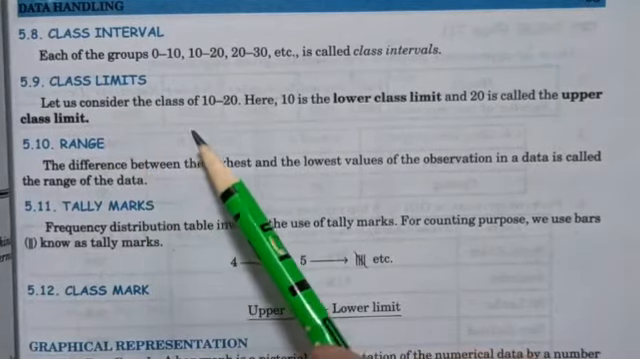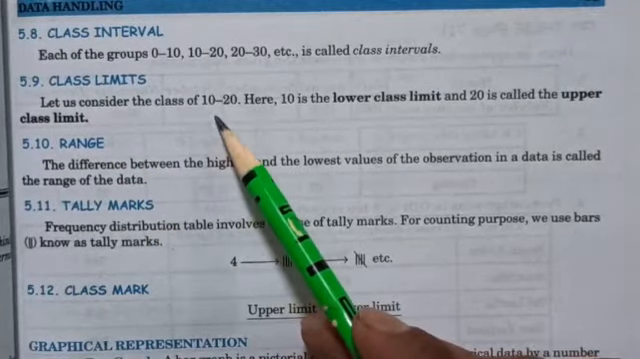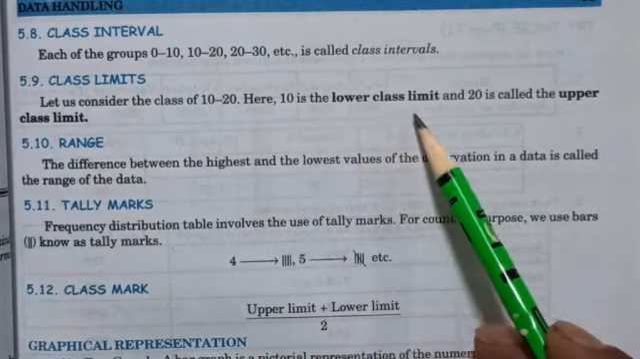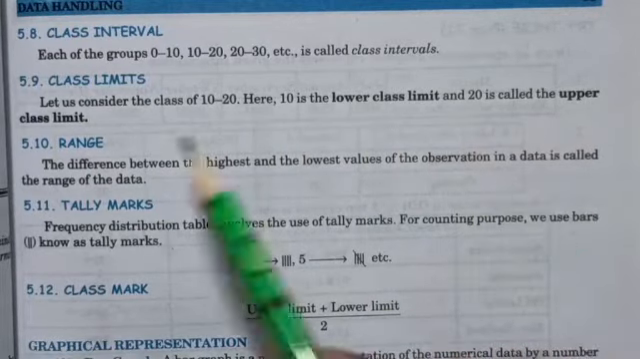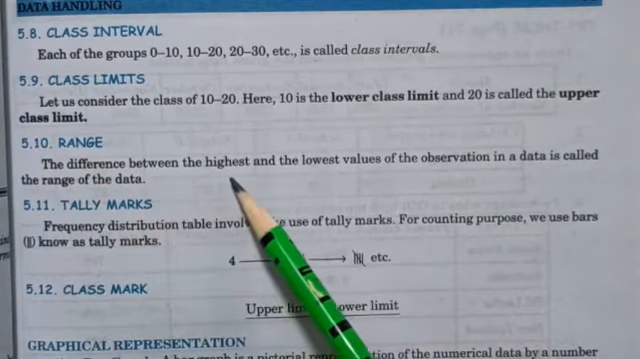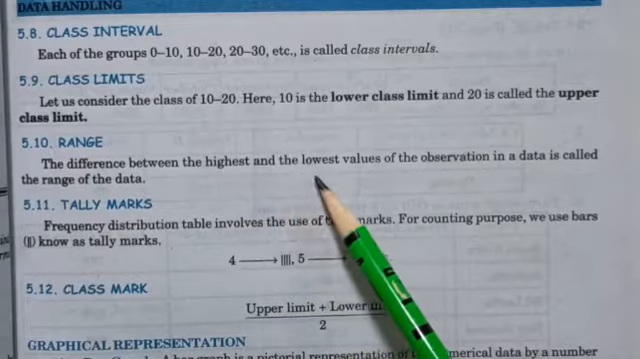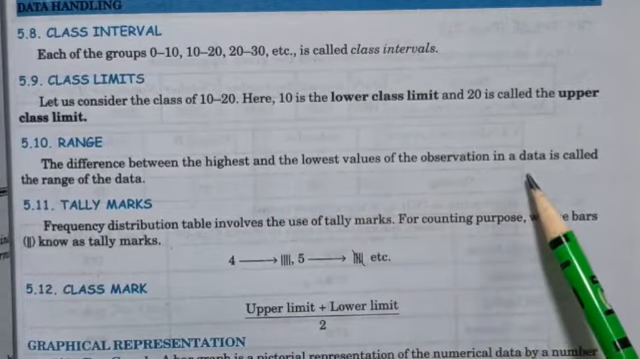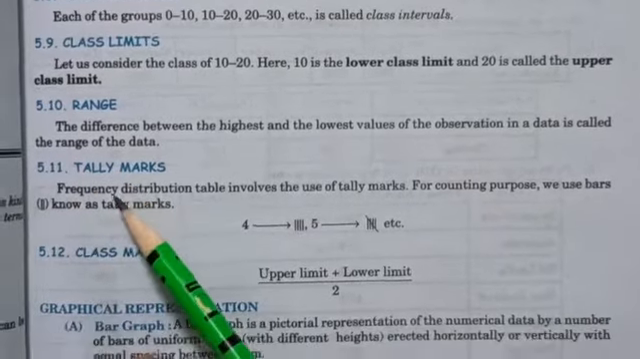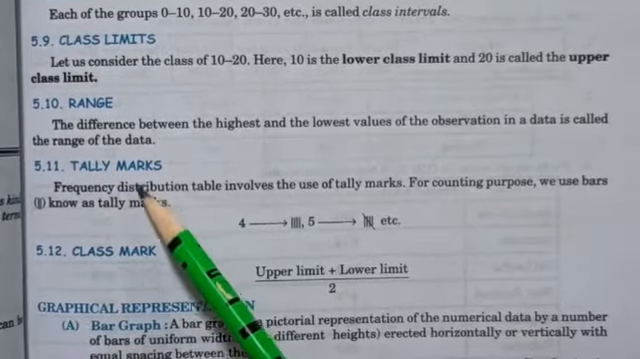Class limits. Let us consider the class of 10 to 20. Here, 10 is the lower class limit and 20 is called the upper class limit. Range. The difference between the highest and the lowest values of the observations in a data is called the range of the data.